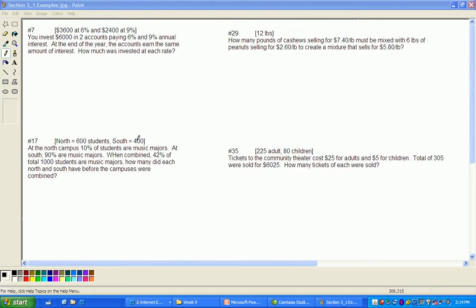Okay, everybody, we're going to go ahead and do some examples from section 3.1. I've picked four that look pretty similar to many of the homework problems assigned. So the first one we'll do is number 7.